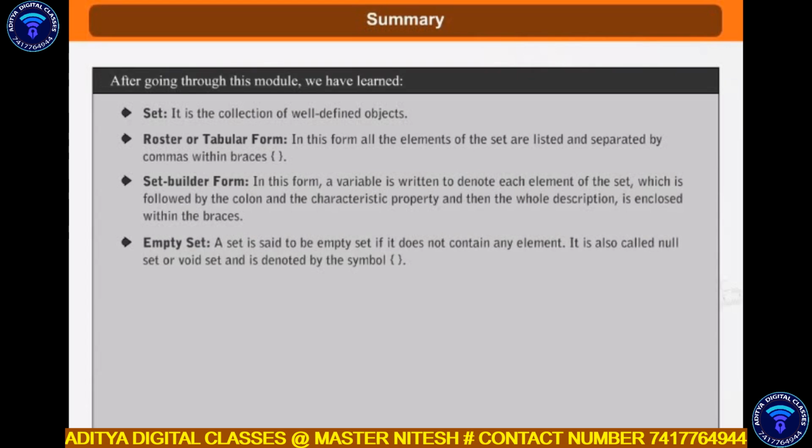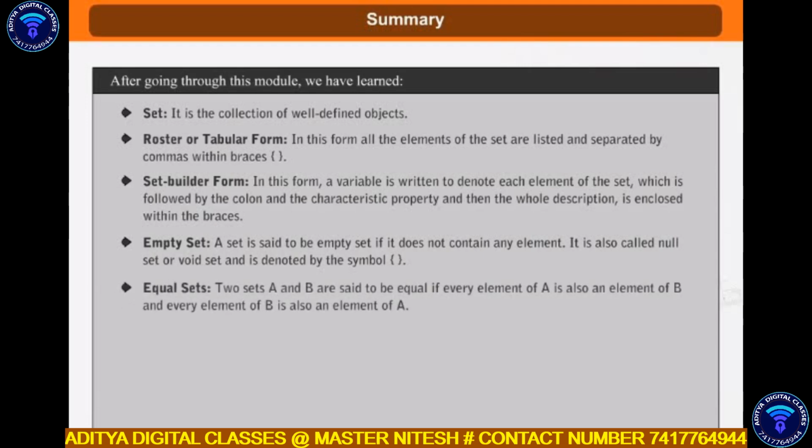Empty set. A set is said to be empty set if it does not contain any element. It is also called null set or void set and is denoted by the symbol empty curly brackets. Equal sets. Two sets A and B are said to be equal if every element of A is also an element of B, and every element of B is also an element of A.